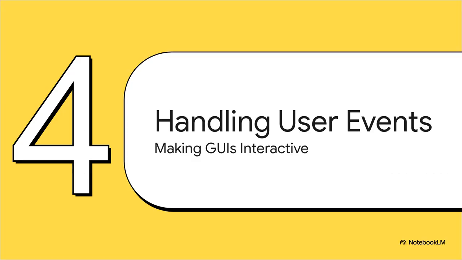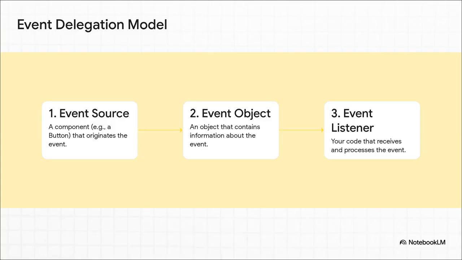All right, this is where it all comes together. This is the magic. A pretty GUI is totally useless if it can't respond when a user clicks on something, and that's where the event delegation model comes into play. It's basically a 3-step dance. First, a component, let's say a button, is the source. When you click it, it creates an event object.